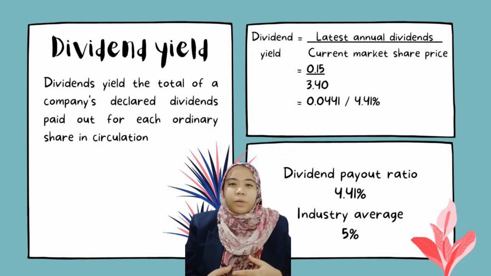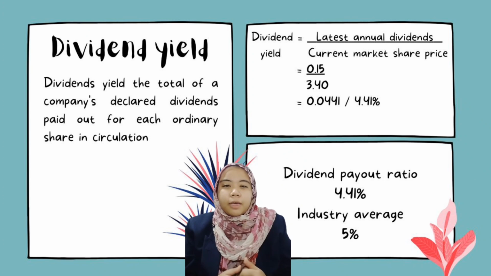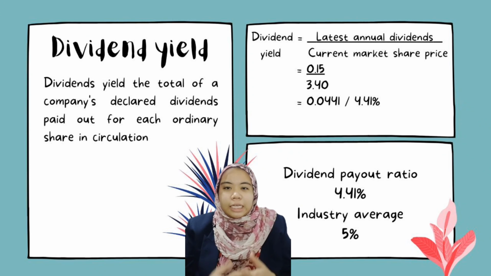Dividend yield. The formula of this ratio is the latest annual dividend divided by the current market share price, and then we get 4.41%. To improve this ratio, need to increase the company's net earnings from dividend and profit.